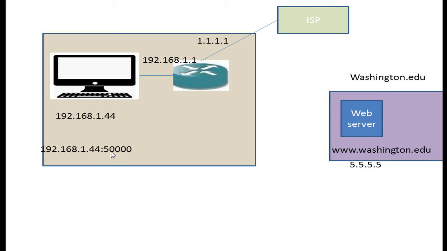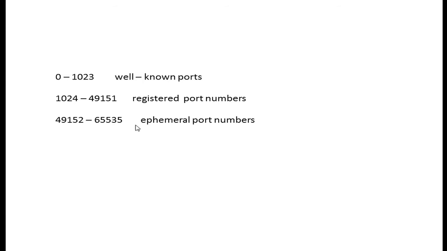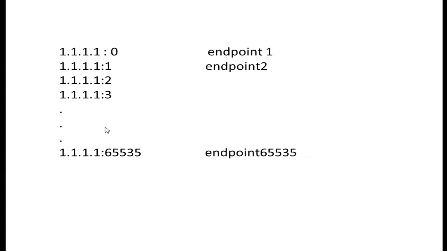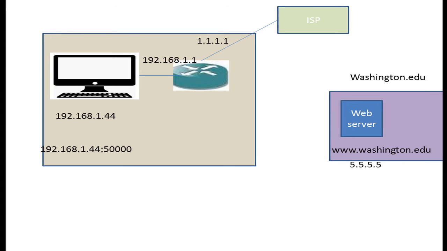Let's say it is in the ephemeral range. We talked in the previous lectures about the range of the ephemeral port numbers. I think, yes, it is between this range. Let's say that for our example 50,000 is the port number that the operating system is assigning to this client.